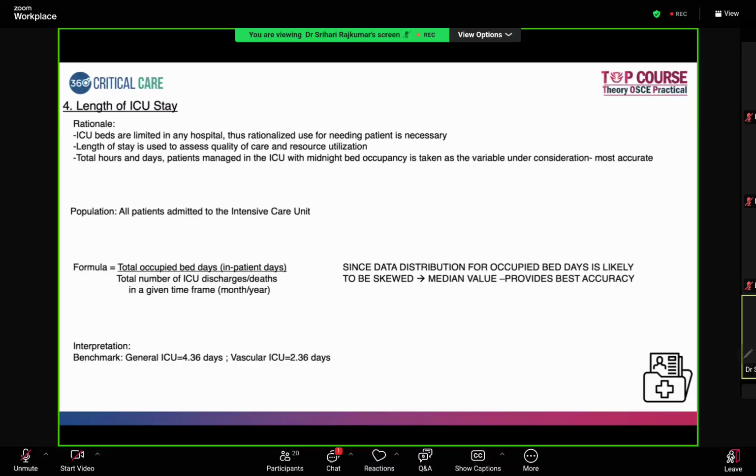For a general ICU, the usual normal length of stay is between 4 to 5, that is around 4.36 days, and for a vascular ICU, it is 2.36 days. In most practical vivas, this length of ICU stay question is very commonly asked. That's why I was emphasizing on this. I hope you have understood. If you have not, please let me know.